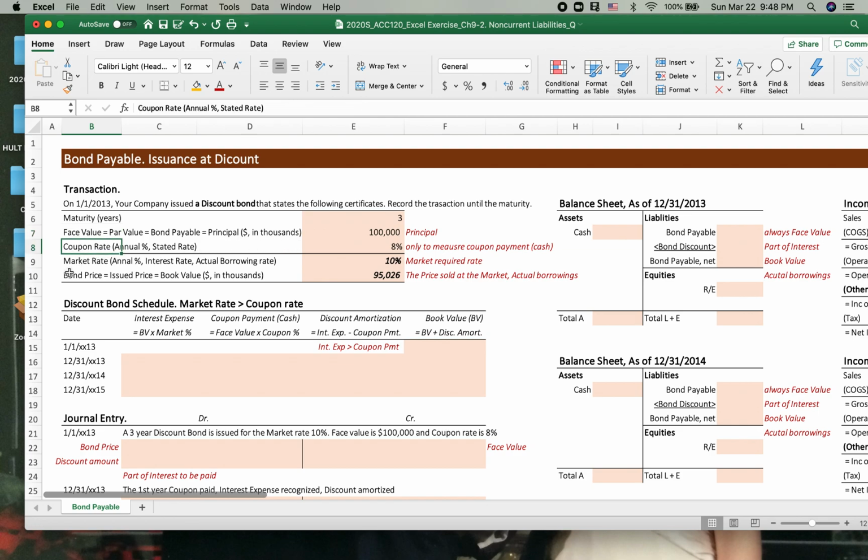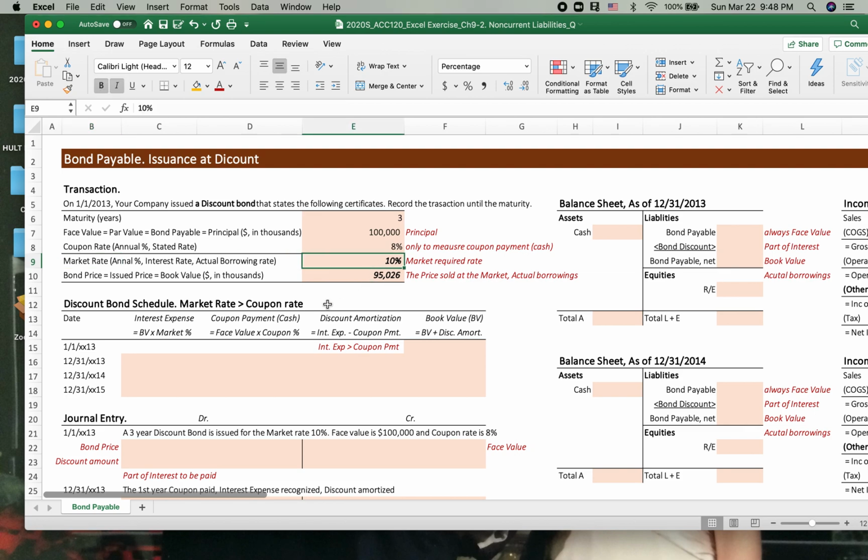And then the coupon rate of this bond is 8%, which is the stated rate. That means that the company will pay $100,000 face value principal times 8%, so $8,000 every year for three years as a coupon amount. And the market rate is 10%, and the bond price is $95,000.